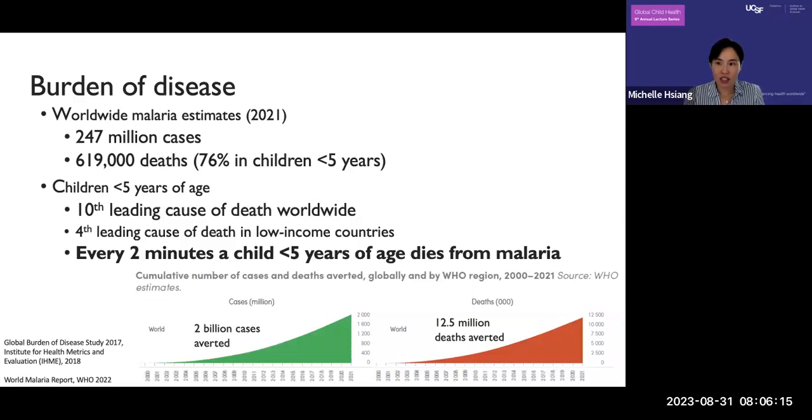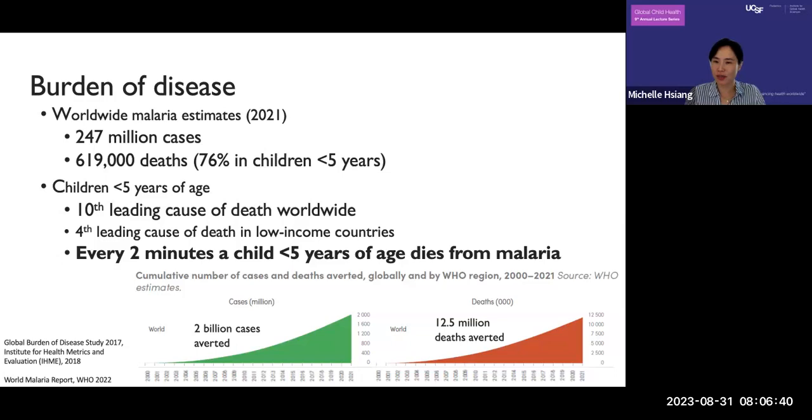Malaria still causes a large burden of disease, 250 million cases a year, and over 500,000 deaths. And three-quarters of these deaths are in children less than 5. And this is what drew me to malaria, is that it's very much a pediatric disease. Every 2 minutes, this equates to a child less than 5 years of age dying of malaria.